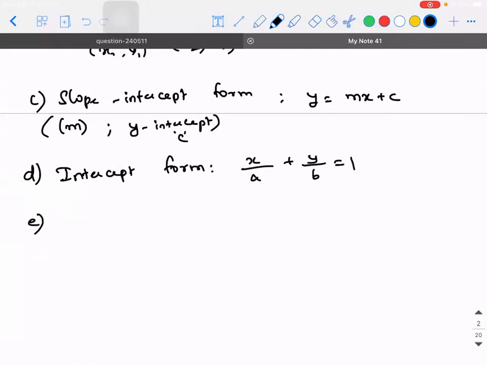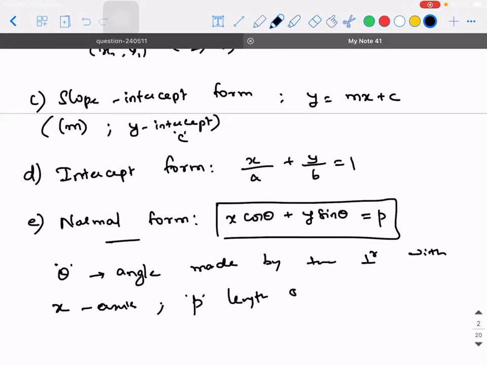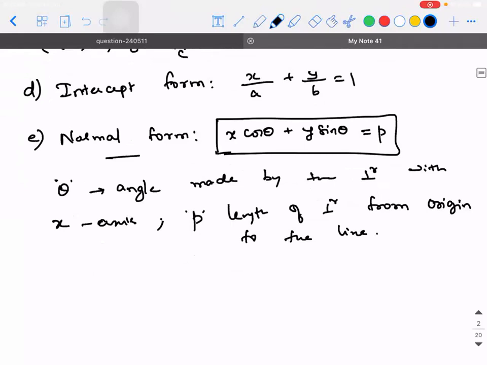Then we have something called normal form. So what is normal form? x cos theta plus y sin theta is equal to p, where theta is the angle made by the perpendicular with the x-axis. And what does p stand for? It's the length of the perpendicular from the origin to the line, right? So this is normal form.